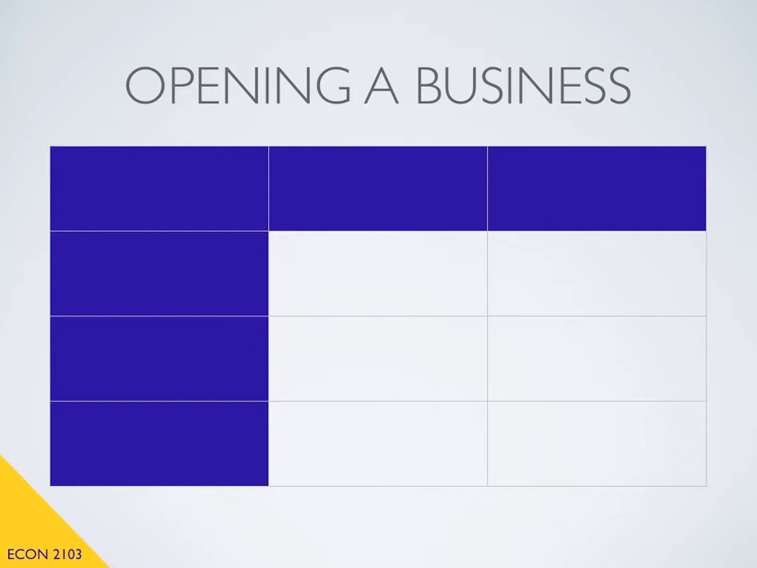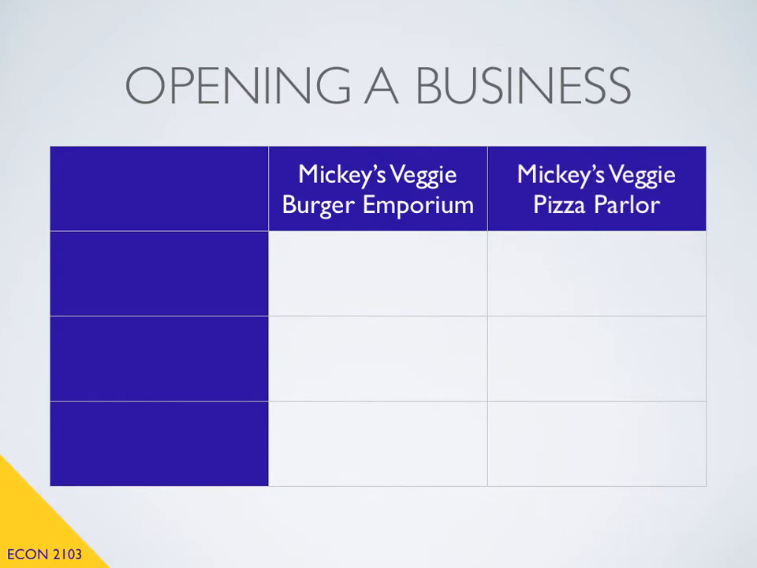Just as we saw with utility tables, we need to start by identifying all of the alternatives. And so let's consider two different types of restaurants that I might want to open up. The first would be, let's call it Mickey's Veggie Burger Emporium. We would sell all different types of veggie burgers. And the second option under consideration would be Mickey's Veggie Pizza Parlor. We would sell all different types of vegetarian pizzas.